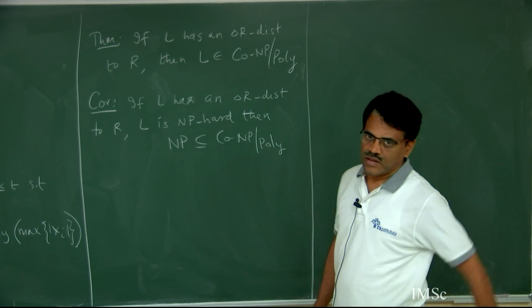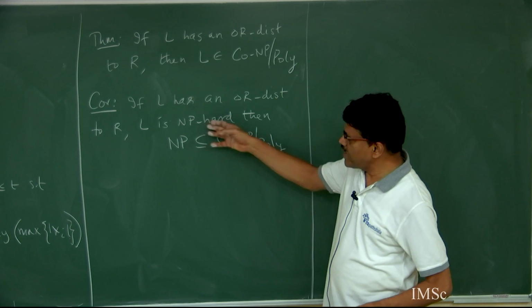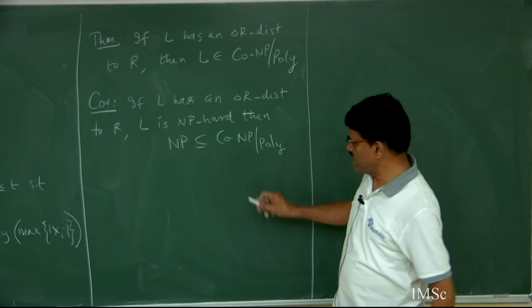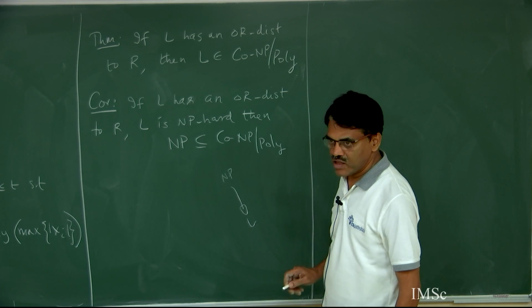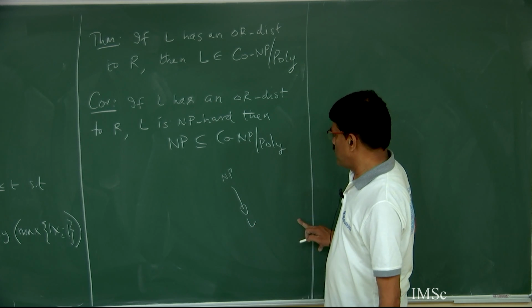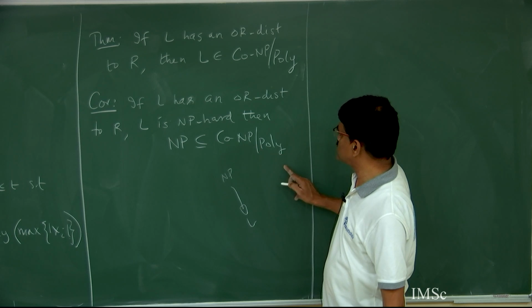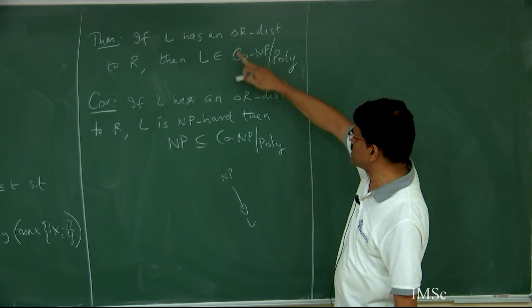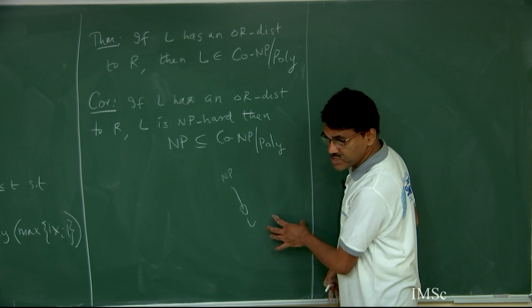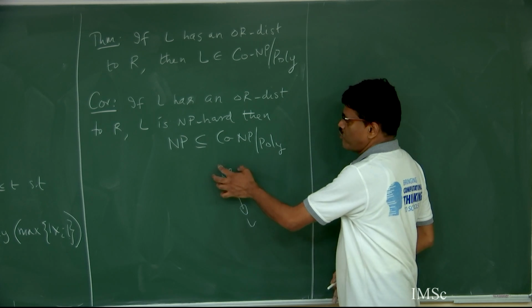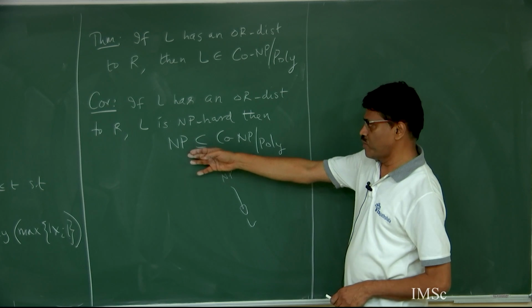L is NP-hard, so by definition any problem in NP can be reduced to this L, and then we use the co-NP/poly machine for L, because L has an OR distillation. This theorem tells you that there is a co-NP/poly machine for that. Use that for your NP problem. So, every problem in NP.